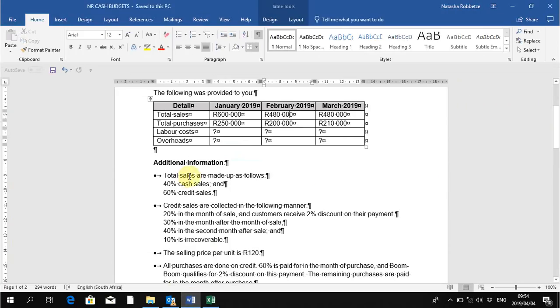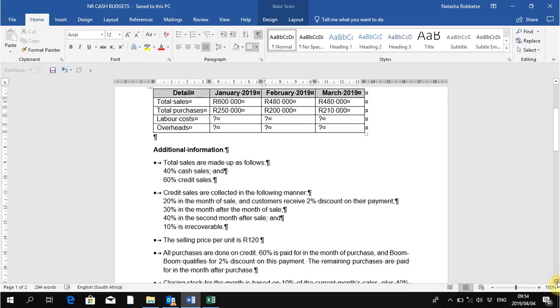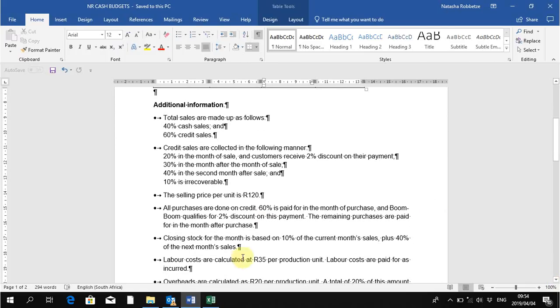Righty. The next bullet that I see says that the selling price is 120 Rand per unit, and then they talk about purchases. They say all purchases are done on credit.